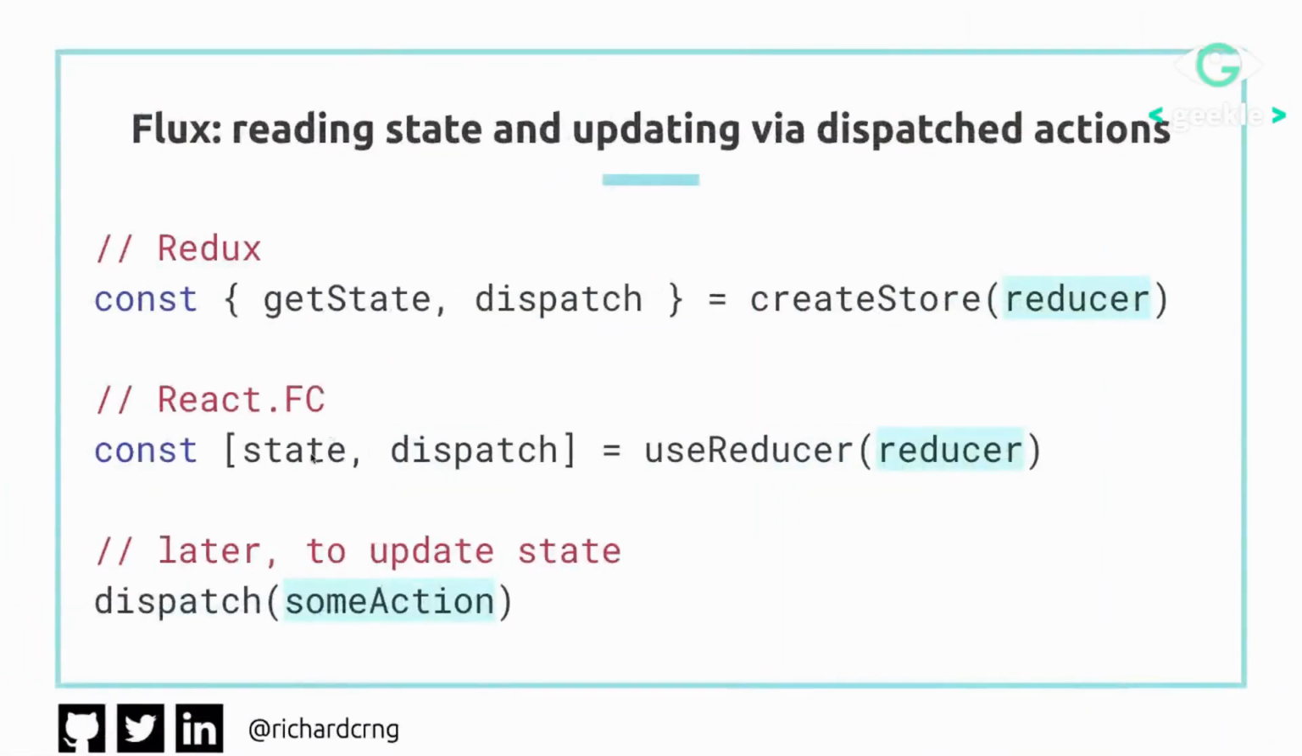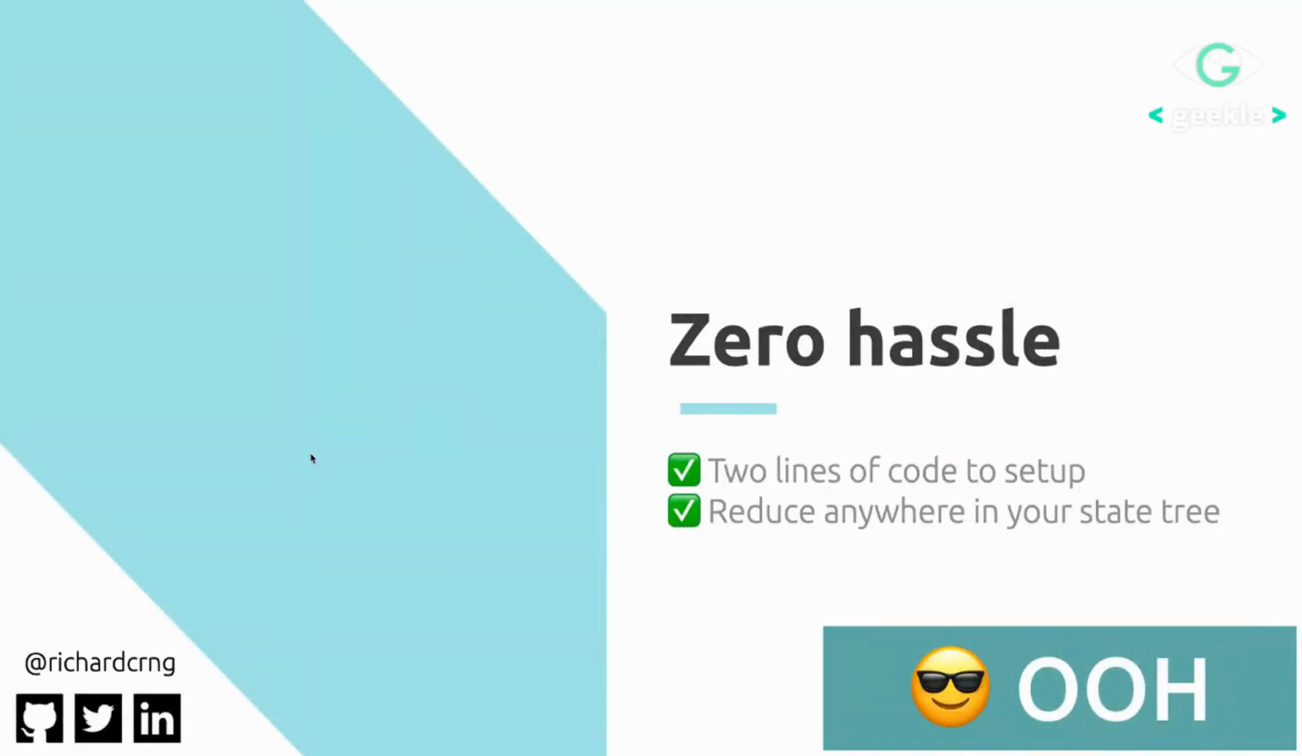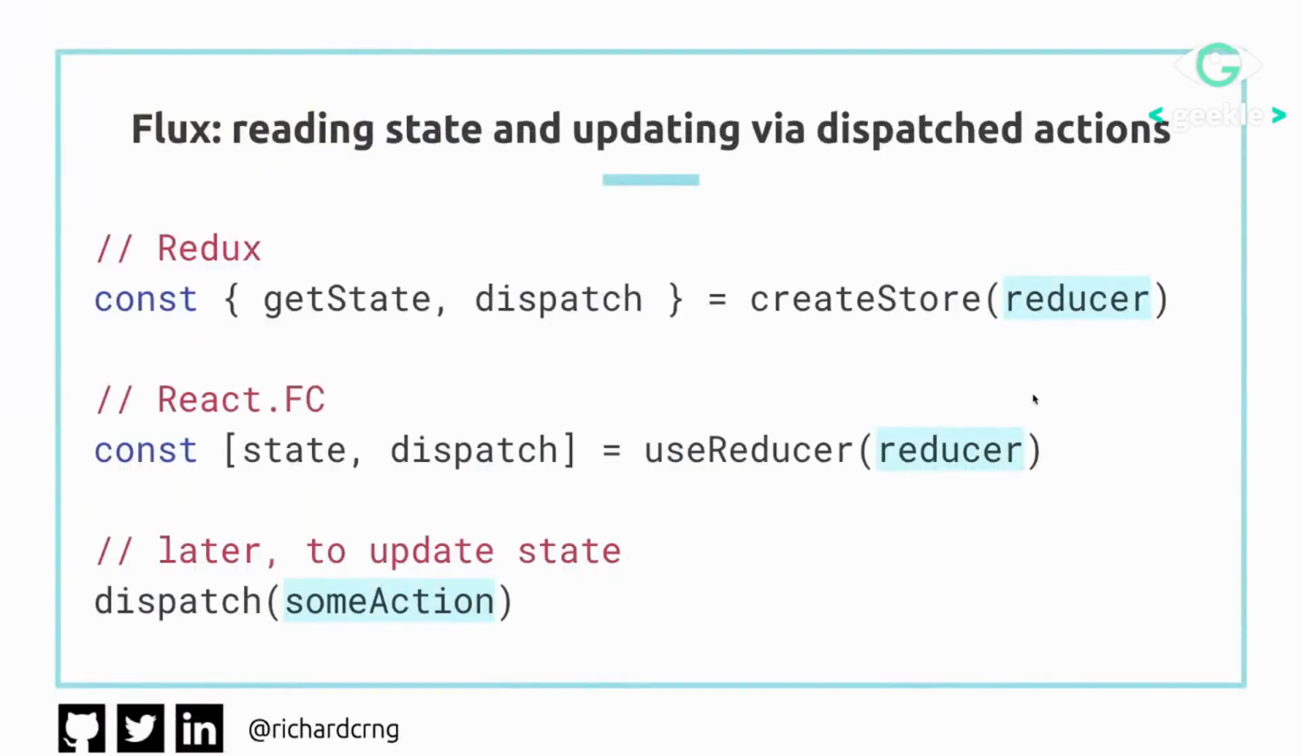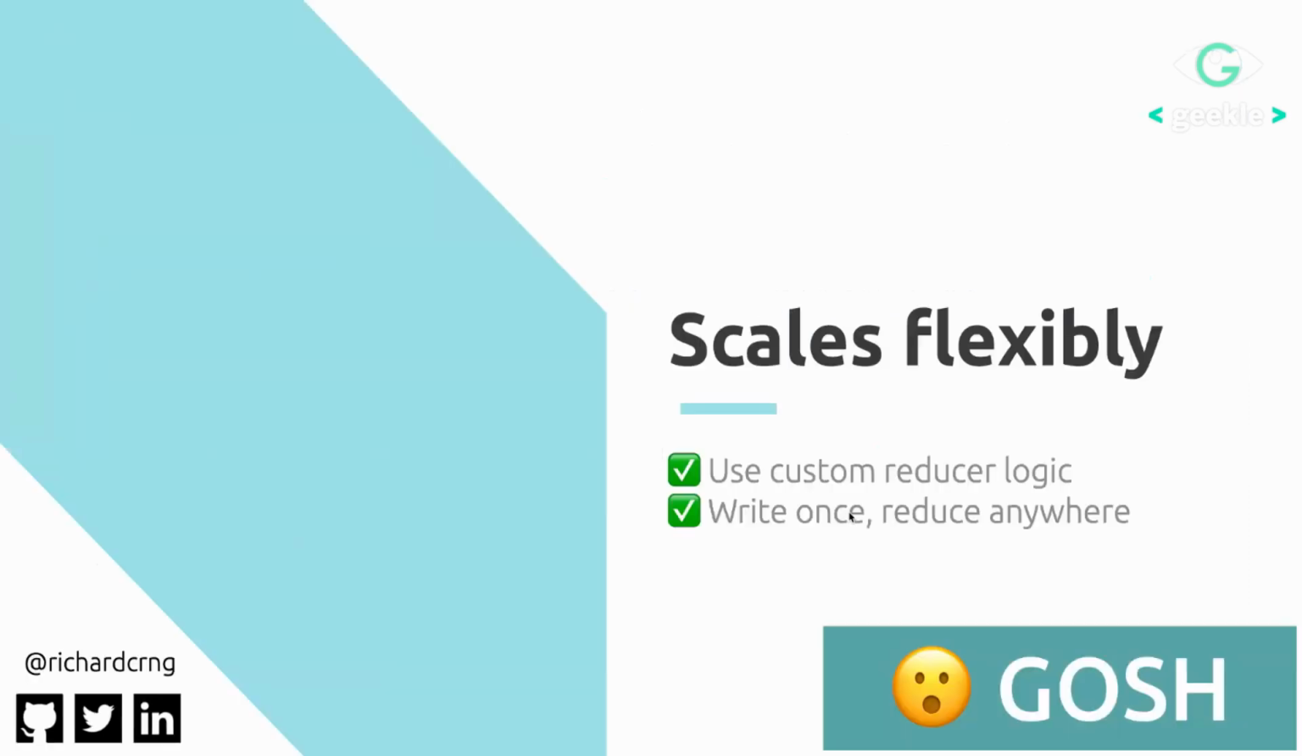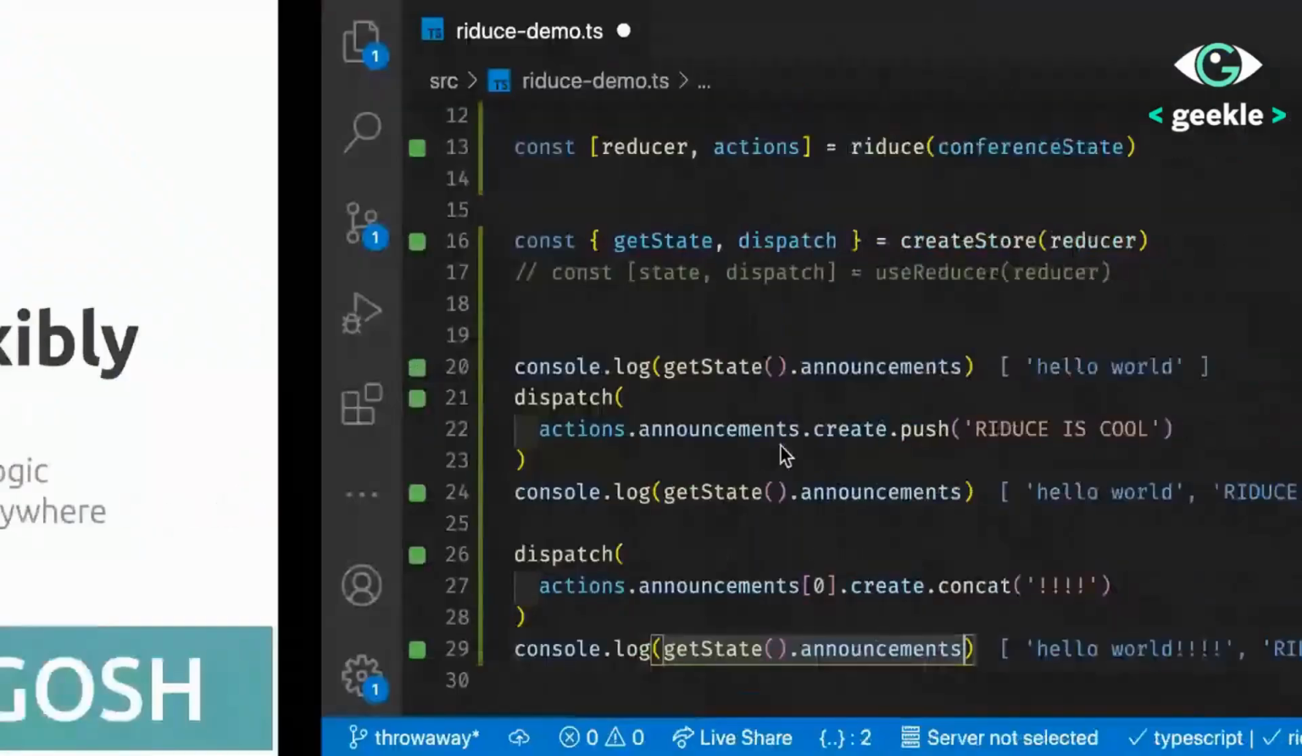You just describe the change you want, and you can act anywhere you want. So that is the basic zero hassle setup of reduce. Two lines, and you can reduce anywhere in your state tree because you've got the reducer and the actions to really drive those changes. Now we're going to look at more advanced usage of reduce. We're going to look at how you can scale this more flexibly. So what do I mean by that?